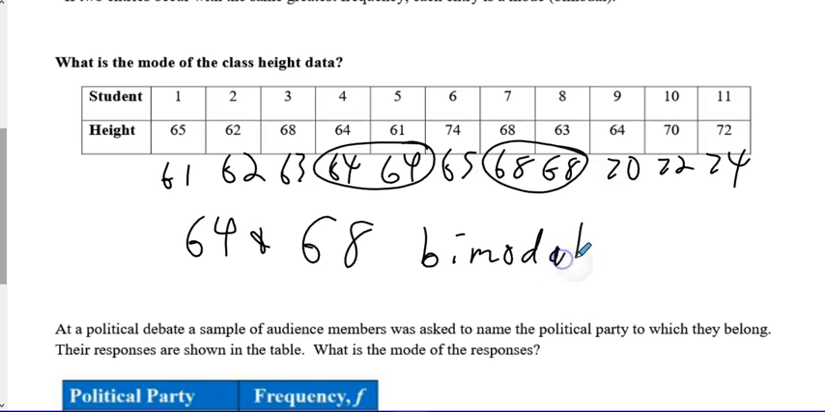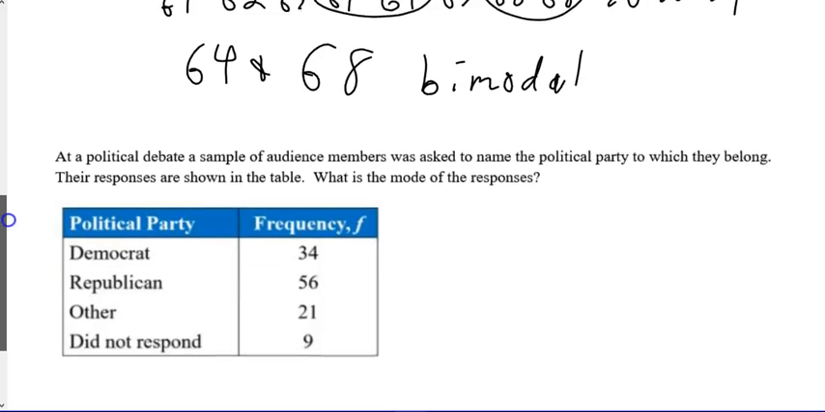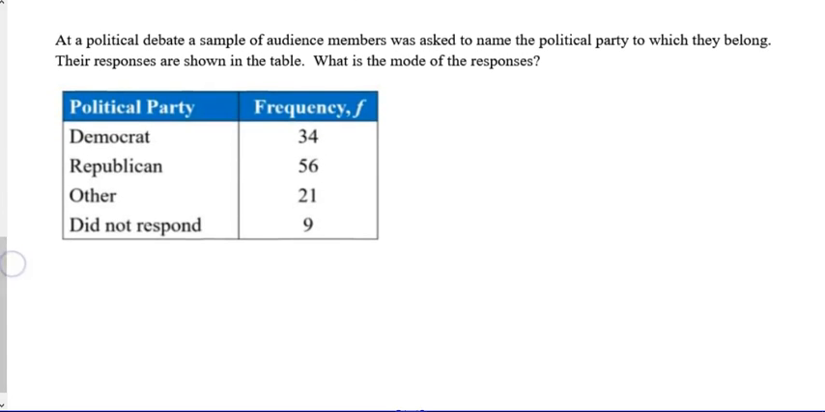Think about a bicycle, 2 wheels. So bimodal, 2 modes. All right. This one was taken, and there were 34, 56, 21, and 9. What's the mode? There is none. No number occurs more often than anything else. So we just say no mode.